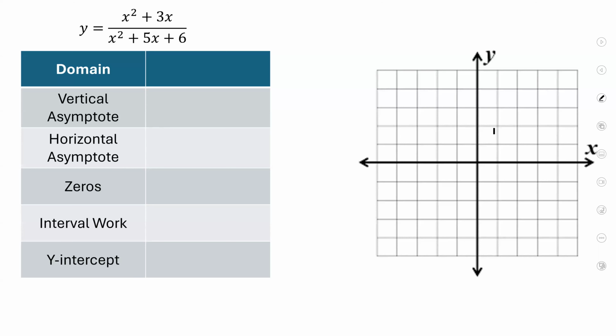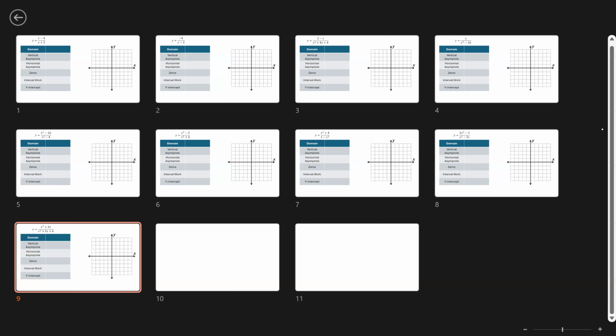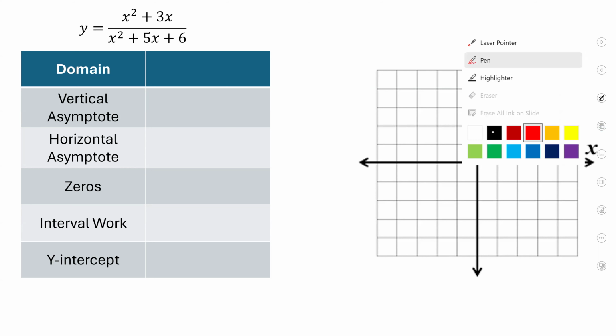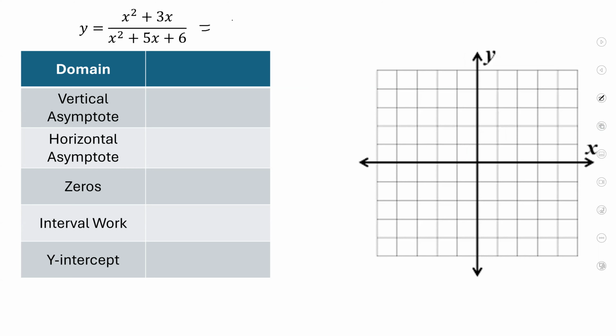So I'm going to go ahead and factor this. This will be x times x plus 3. This will be x plus 3 times x plus 2. Do you guys see what will cancel out? So this is what I'm going to use to evaluate what my graph will look like.